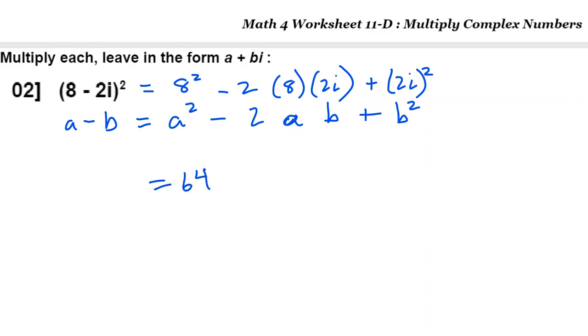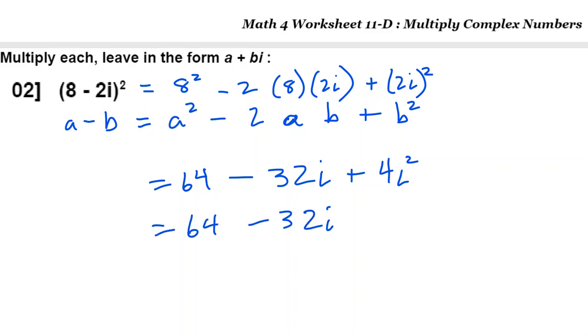That's going to be 64. 2 times 2 is 4 times 8 is 32. And then (2i) quantity squared is going to give us a 4 and an i squared, which is going to be like that, minus 4. 64 minus 4 is going to give us that for a final answer. That was fun.